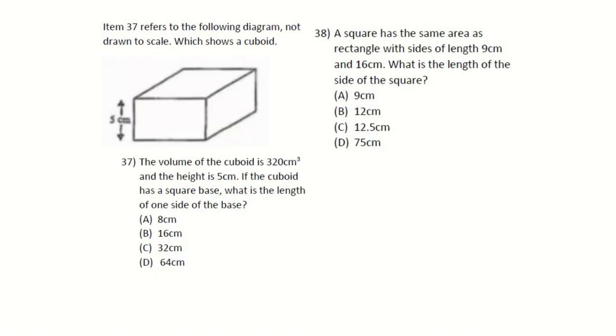Item 37 refers to the diagram not drawn to scale, which shows a... It's a repeated question. The answer was A. A square has the same area as a rectangle.